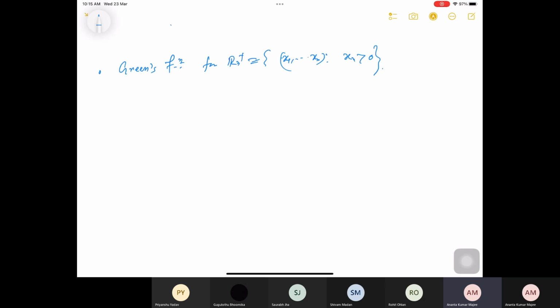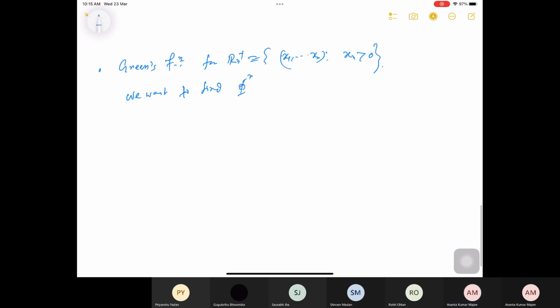So what do I want to find? I want to find this corrector function phi^x(y) such that Laplace of phi^x(y) is equal to 0 for y in my R^n_+, and phi^x(y) should be equal to P(y minus x) for y on the boundary of R^n_+. That is actually what we want to find.